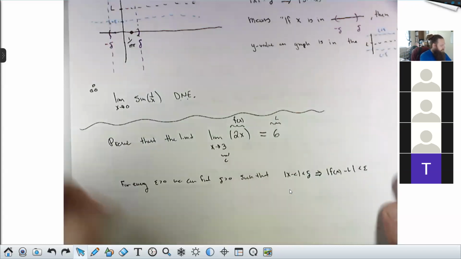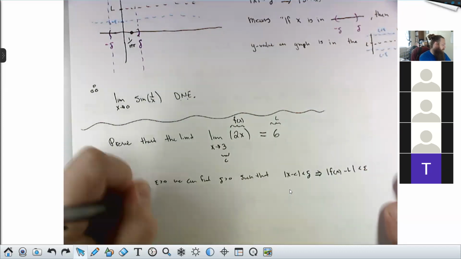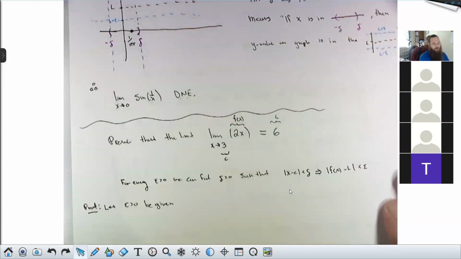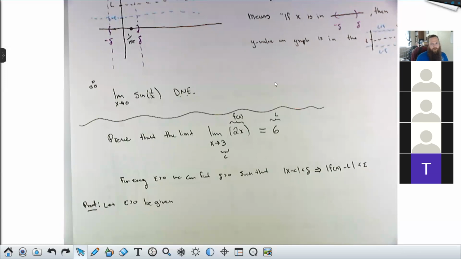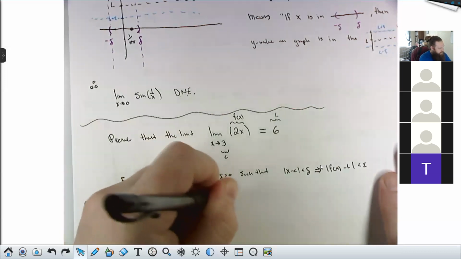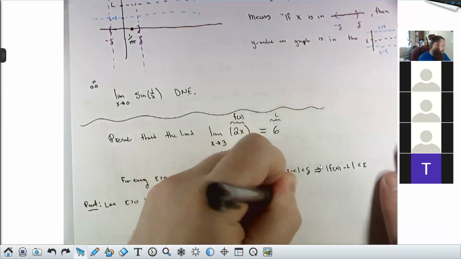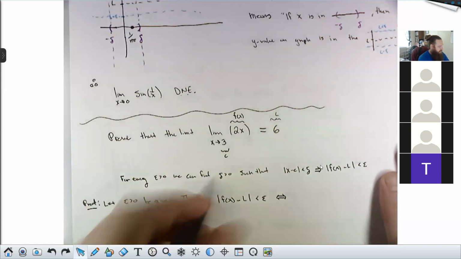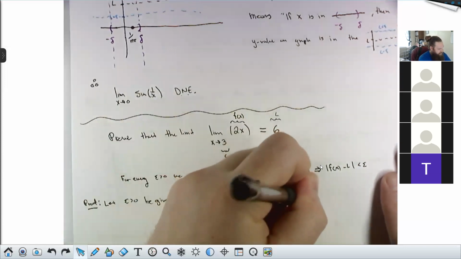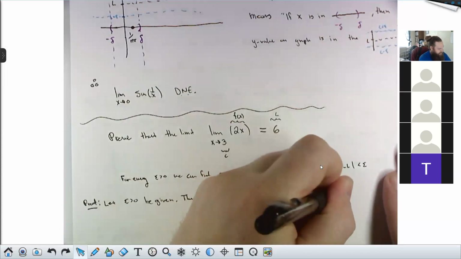All right, so here's how we do this proof. Let epsilon greater than 0 be given. It's an arbitrary positive number. And then I'm going to find the delta, depending on epsilon, that works. Then the absolute value of f of x minus L less than epsilon, just plugging things in now, is the absolute value of 2x minus 6 is less than epsilon.